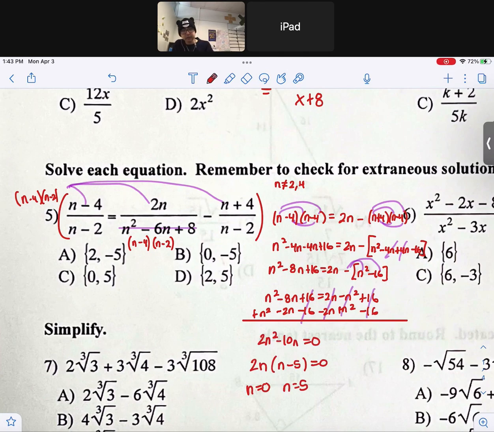And you have to make sure that they don't correspond to this, right? So it doesn't, so as a result, n equals 0 and 5 will be our answer, which is part C. If either of these matched up with this, then it would be an extraneous solution, which you would cross off.